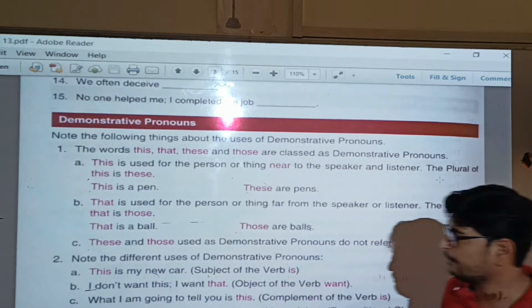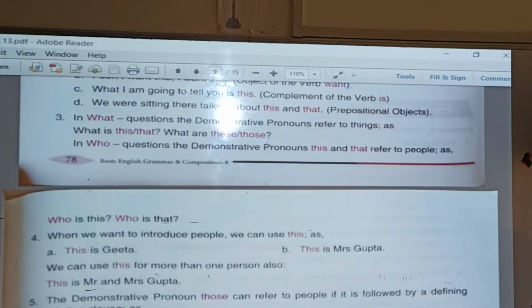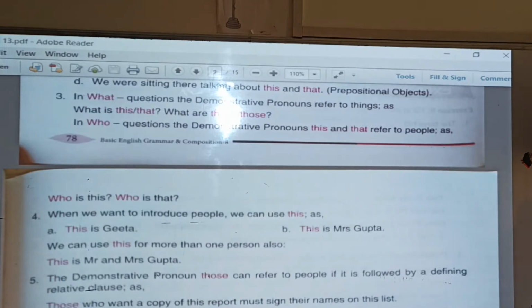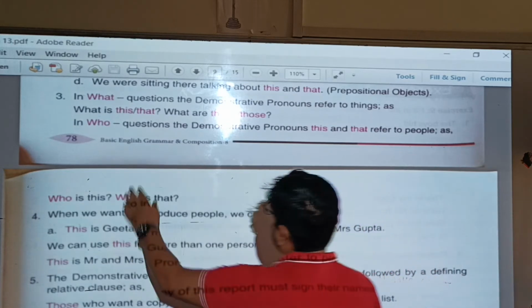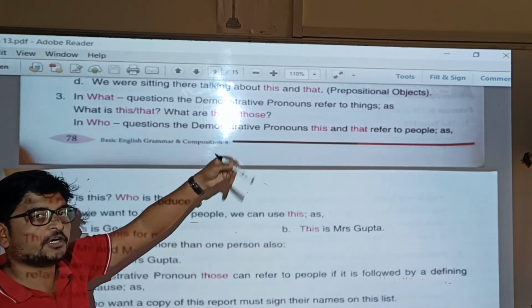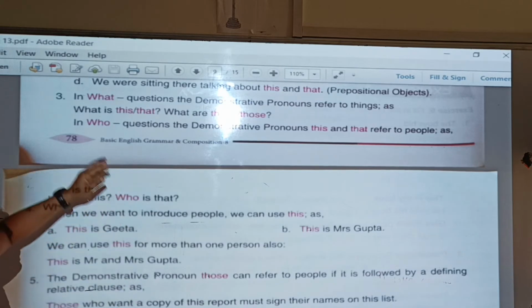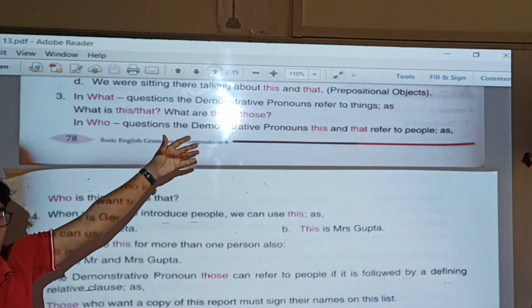Then now let's see number 3. Wait a minute, okay? I scroll it. Okay, number 3 is: in what questions the demonstrative pronouns refer to things. What is this? What is that? In what questions the demonstrative pronouns refer to things only. What is this and that? What are these and those?